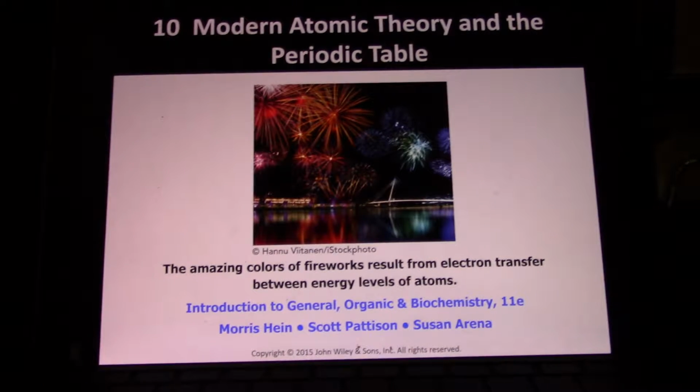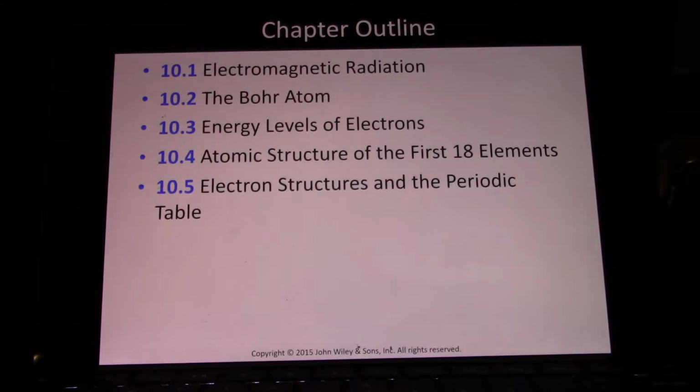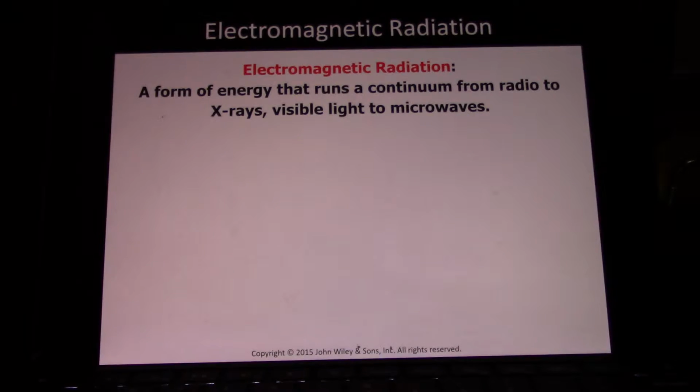Chapter 10, Modern Atomic Theory and the Periodic Table. And here we see pictures of fireworks. And in this chapter we're going to learn that fireworks, the colors, actually occur from electron-electron transfers between electron orbitals in the atoms themselves. So, electromagnetic radiation.